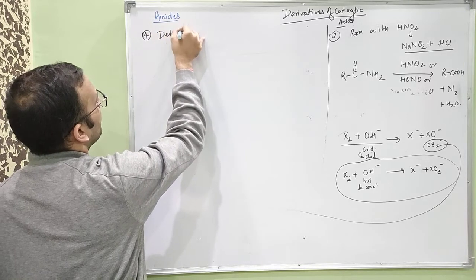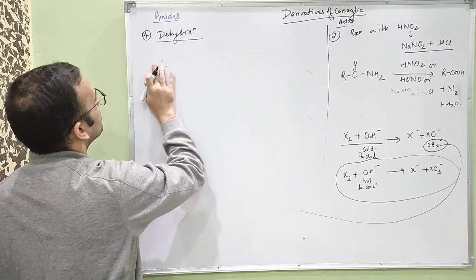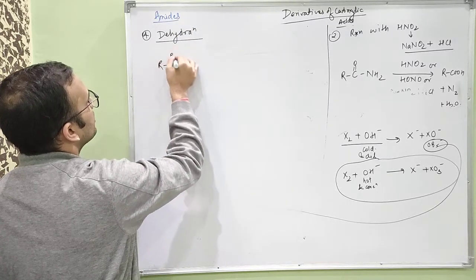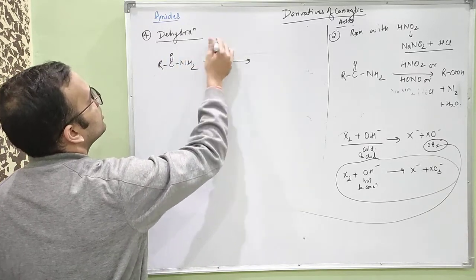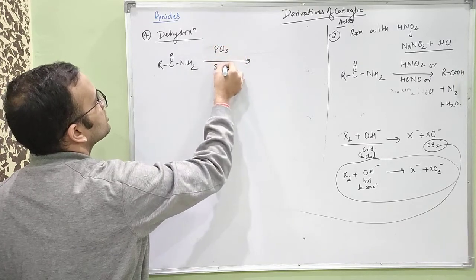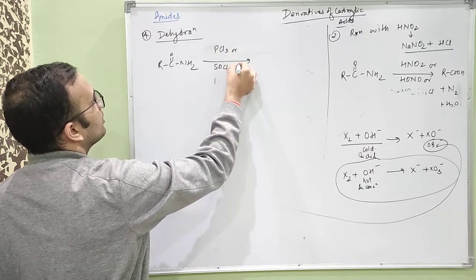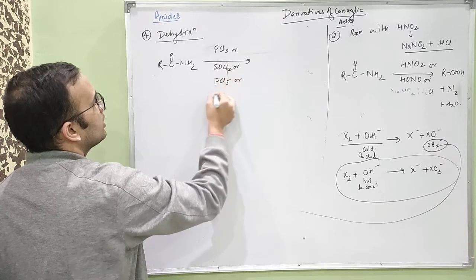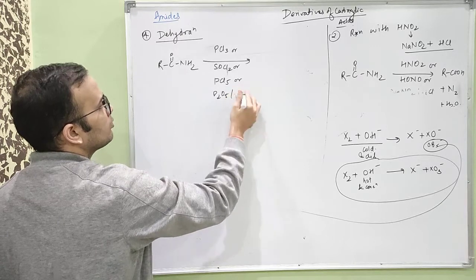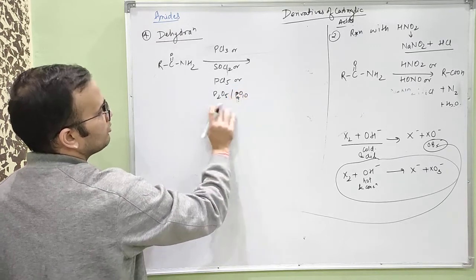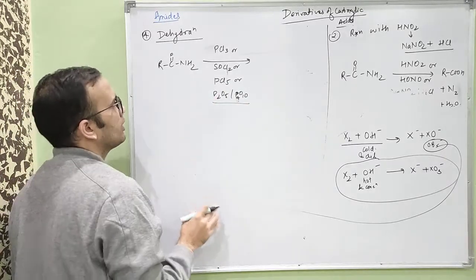Dehydration can take place if we treat amides with any of these: PCl3, SOCl2, PCl5 or P2O5, which can be written as P4O10. Basically it is P4O10, but we write it as P2O5. This is clearly a dehydrating agent, so we don't really have to worry about it.